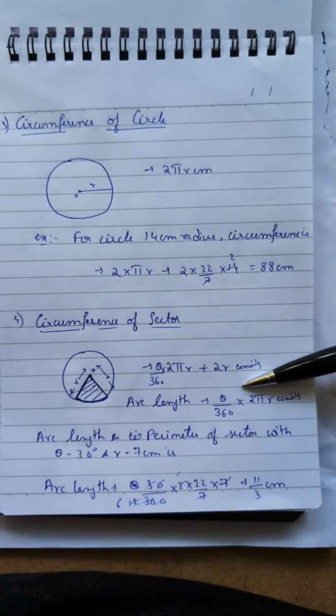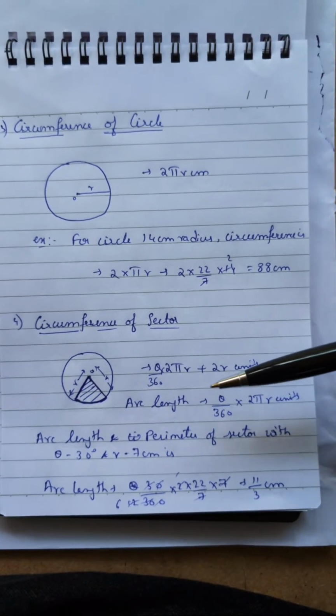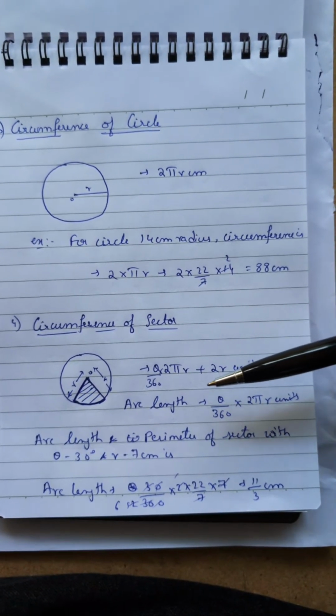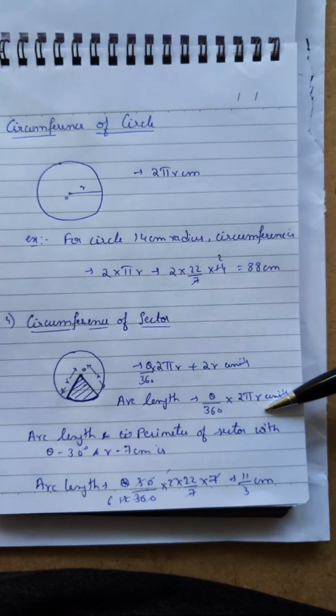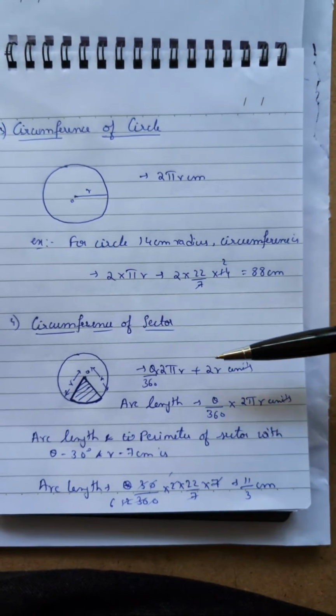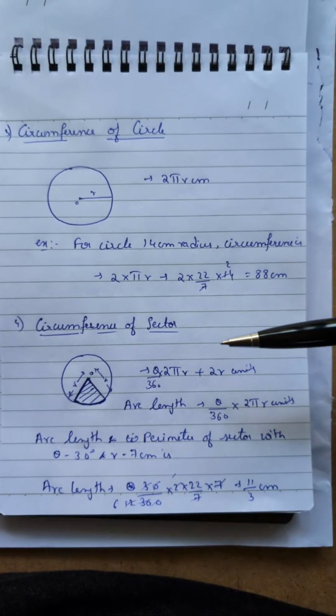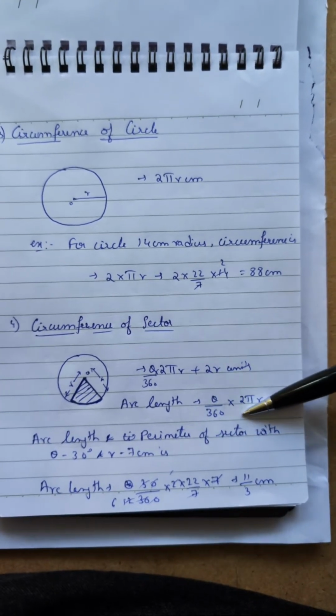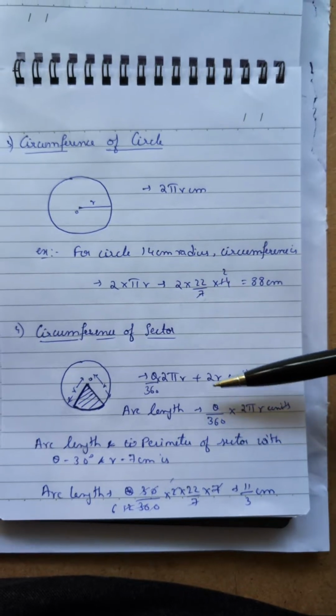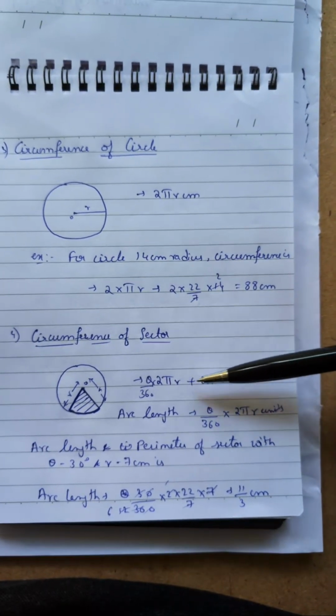But if they ask in the question for the length of the arc, not the entire perimeter, only the arc length, then it will become theta by 360 into 2 pi r. So in this way we need to find the circumference of a sector. If they ask for the length of the arc, then it will be only theta by 360 into 2 pi r. If they ask for the entire sector, then it will be theta by 360 into 2 pi r plus 2r.